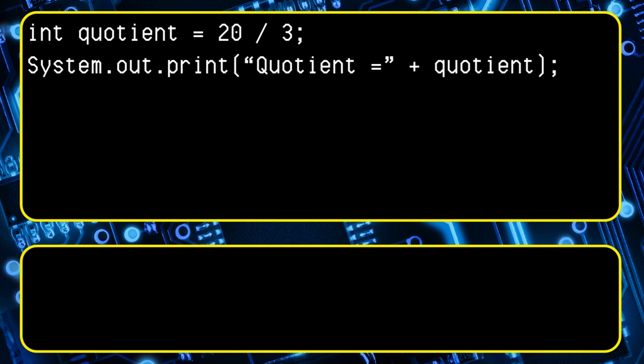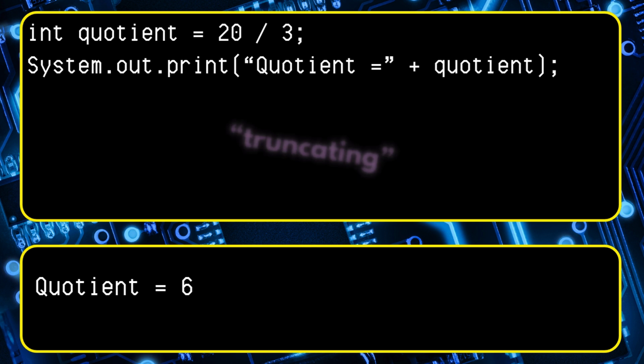Now, if both operands are integers, Java will do integer division, which can't have any decimal data. So the result can't be 6.67. The tricky thing here is that Java doesn't round this up to 7, which is what a lot of us might expect. Java just chops off the decimal data and makes the answer 6. That chopping behavior is called truncating. See, you're learning all kinds of interesting words today.